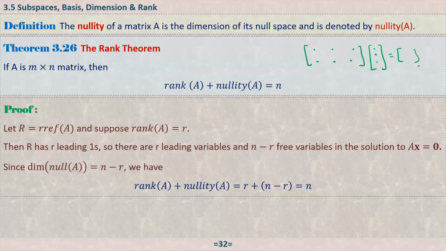So there are N minus r free variables in the solution to AX equals 0. Since the dimension of the null space of A equals N minus r, we have rank of A plus nullity of A equal to r plus N minus r. If you simplify this, we get N. So the sum is always equal to N.